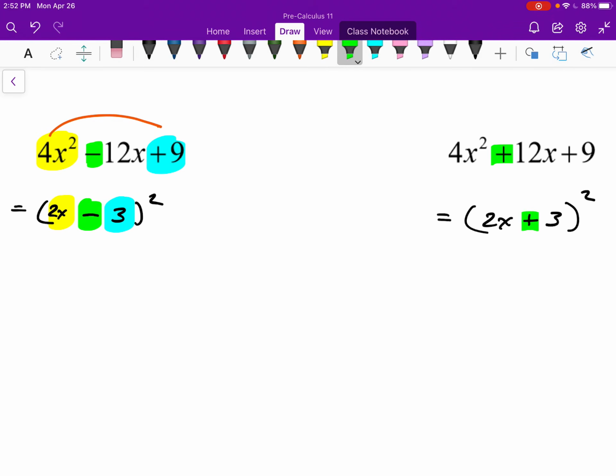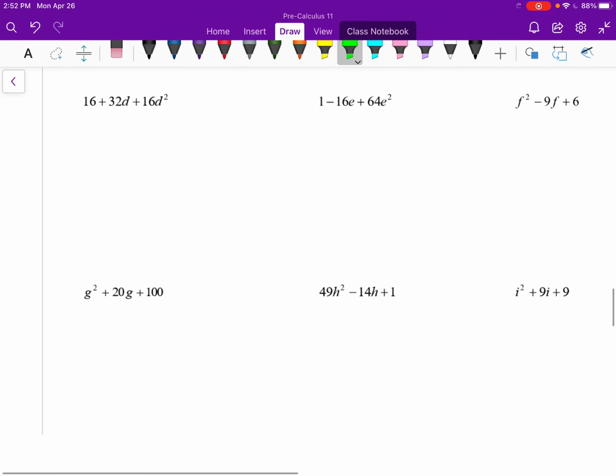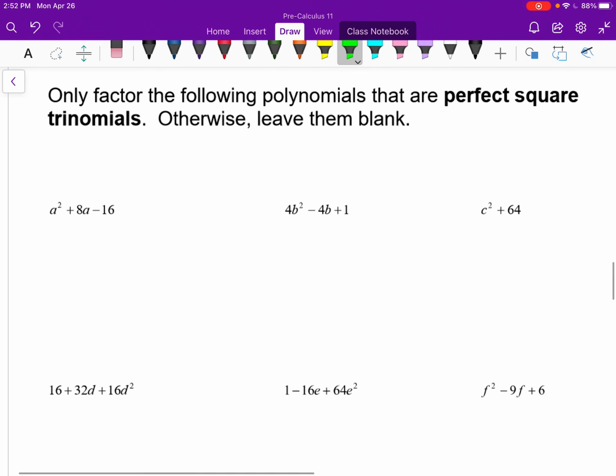And this leads me to the last question, and perhaps the most important question, which is how can we determine if something really is a perfect square without me just telling you? Well, if I look right here, there are a total of 9 different polynomials. And as it says, I only want to factor the polynomials that are perfect squares. Otherwise, I'm going to leave it blank or ignore it.